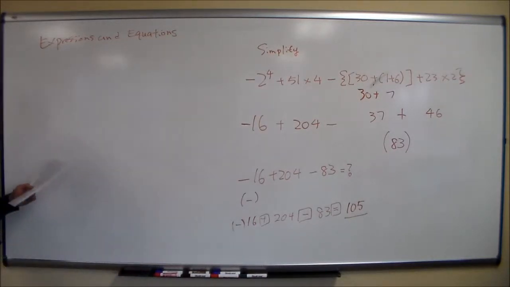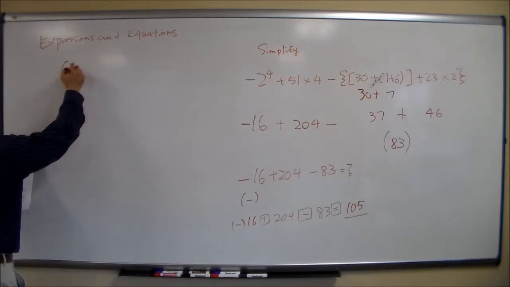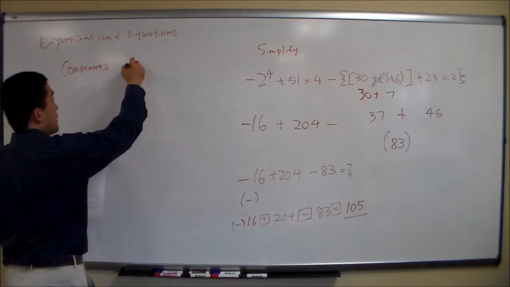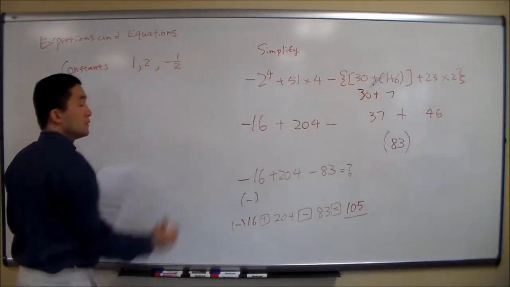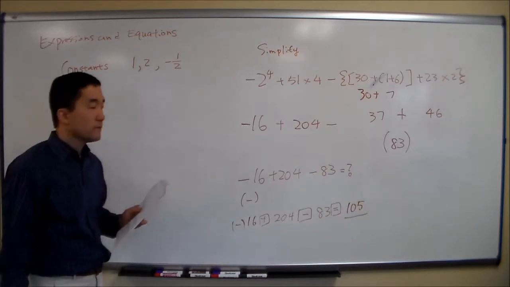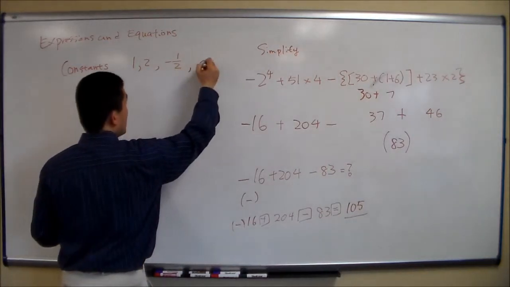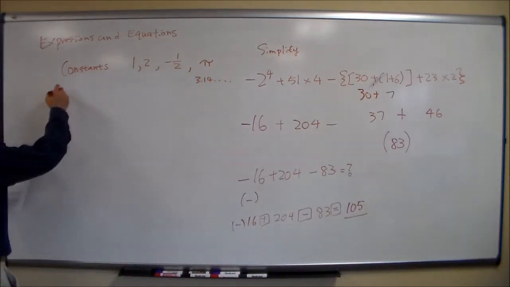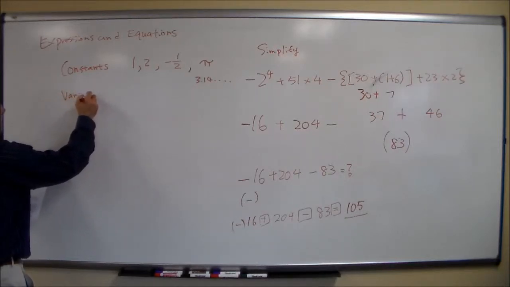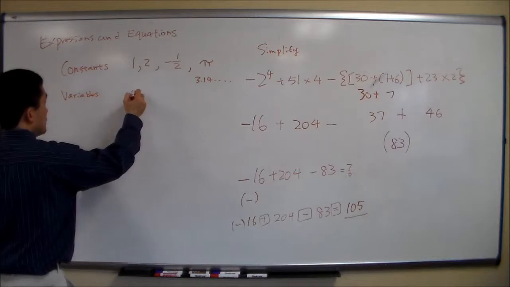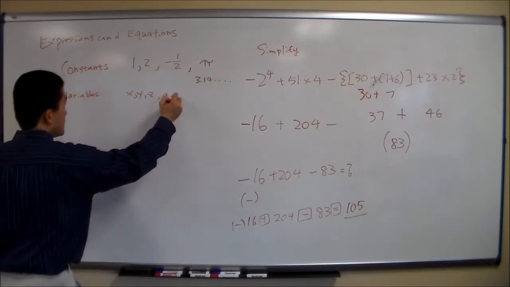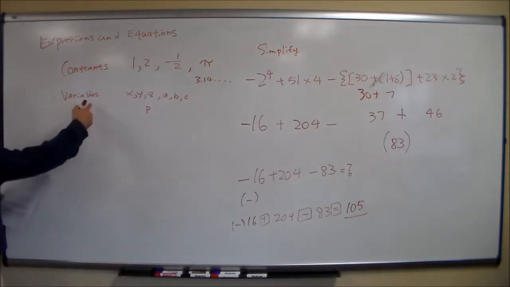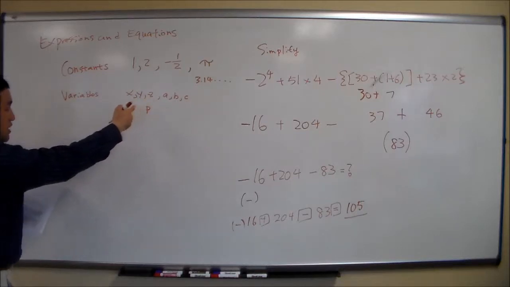Moving on to more terminology. So constants, those are numbers. So for example, like 1, 2, negative half. They're called constants because they don't change. You might remember from geometry pi, which is about 3.14. And then variables, these are alphabets like X, Y, Z, A, B, C, P. They're called variables because the value of those letters change from problem to problem.